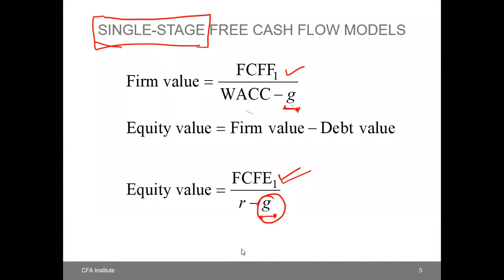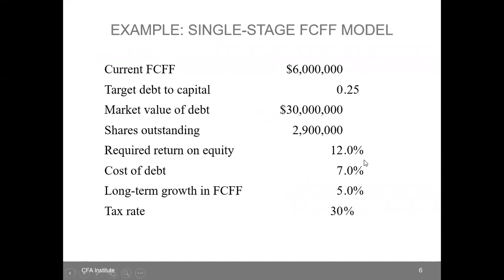Okay, now let me give you some numbers just to remind you how we come up with the W1. Okay, so you see some numbers for using the single stage growth model, but here what we have is the current free cash flow to the firm. Try to understand, it is the free cash flow to the firm, but that is current. Okay, now next thing, target debt to capital is 0.25. Before trying to discuss the remaining issues, let me stress here this 0.25.